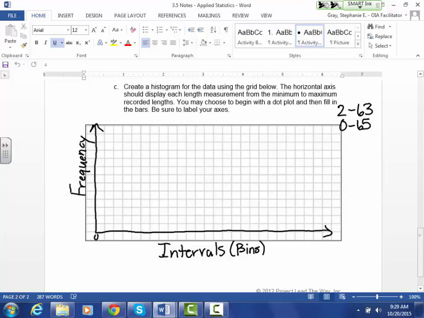So I'm going to start at 0 and I'm going to skip 2 lines, and this will be 5, so my bars will be pretty wide. So 0 to 5 will be one interval, and then 5 to 10, 10 to 15. And I'll just keep counting by 5s, but I'm skipping a line between. All the way to 65.